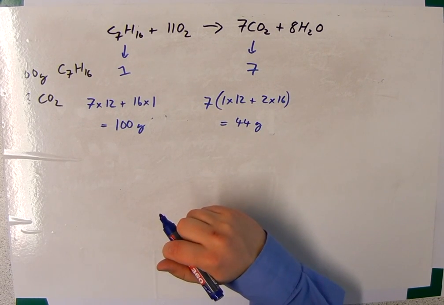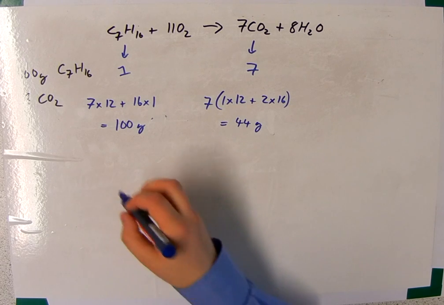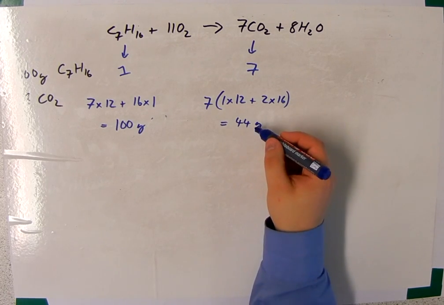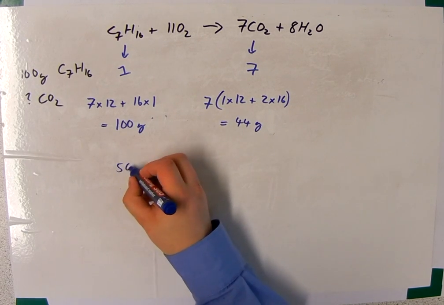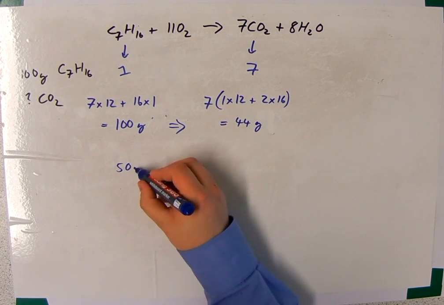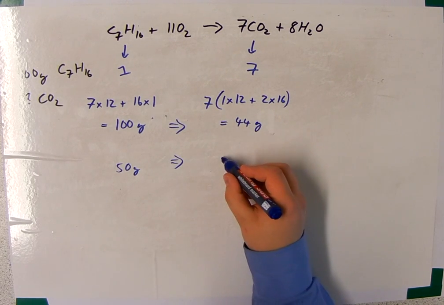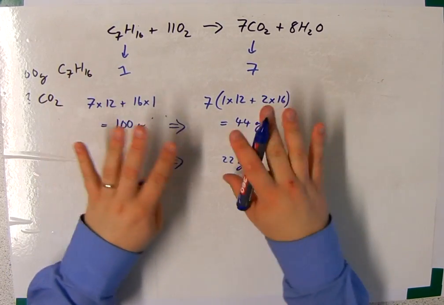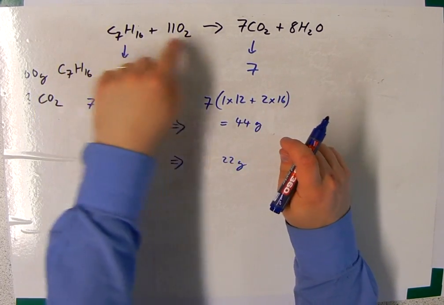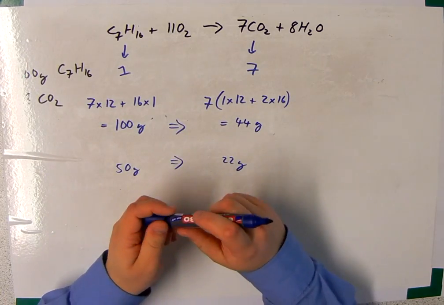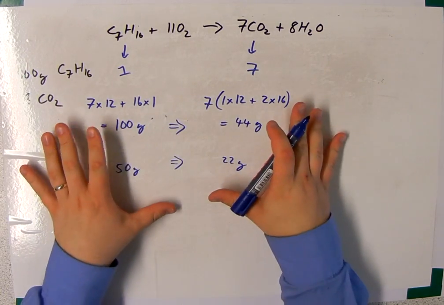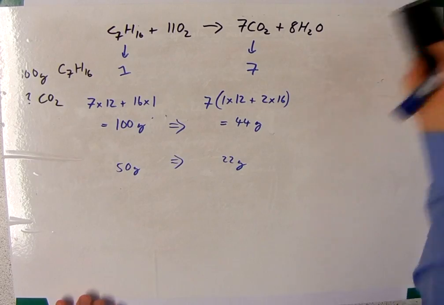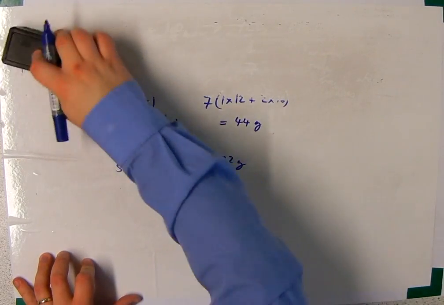That's nice and straightforward. If they'd only asked us for 50 grams, we could halve this. So 50 grams will just give us 22 grams. It's a direct relationship, there's no weirdness going on, it's just however many it is in the ratio. So that is one thing we can do with moles.